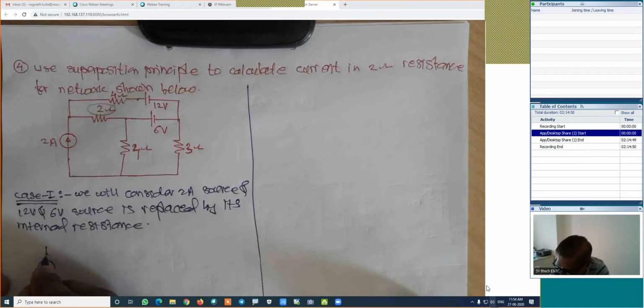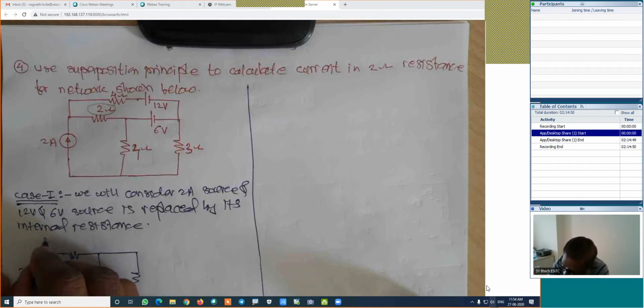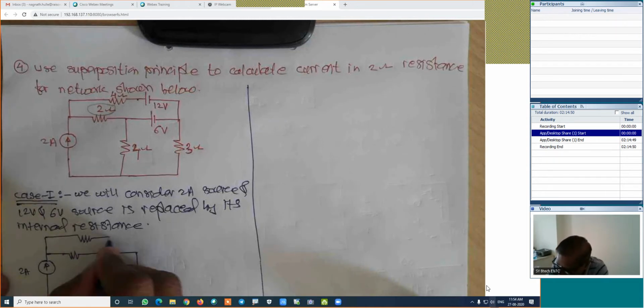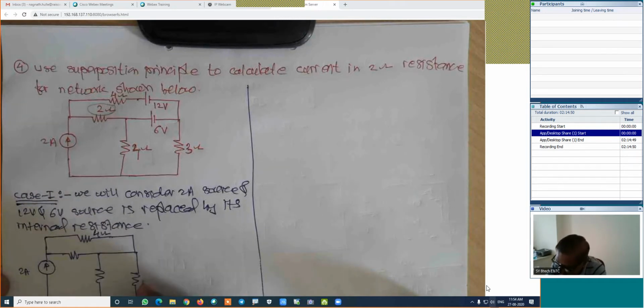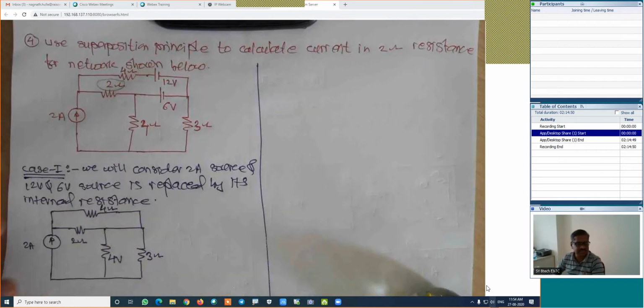Is it right? This is our current source. It is 2 amperes. This is the 2 ohm in which we are interested in the calculation of the current. This is the second, this is a short circuit. This is 3 ohm. It will be something like this. And here we have this. It is 4 ohm. This is 3 ohm. This is 4 volt. This is 2 ohm. If you are aware of the tricks of series and parallel combinations, then this is not a difficult case.